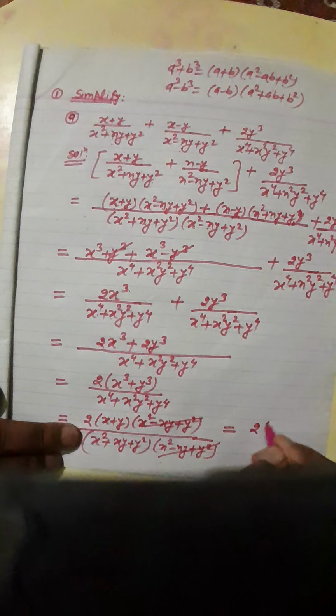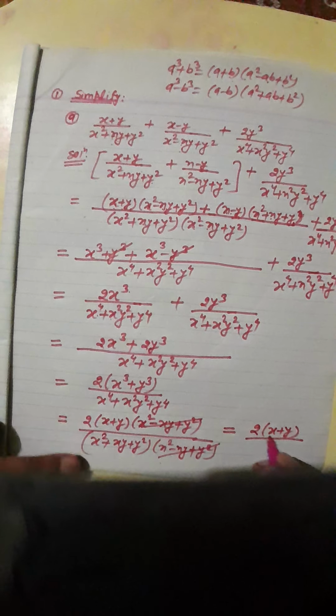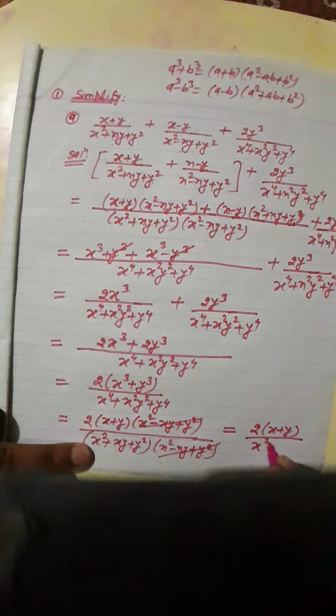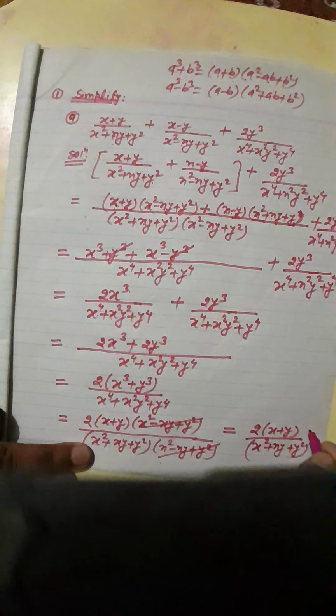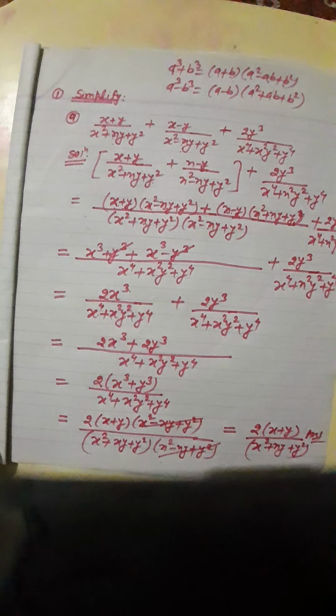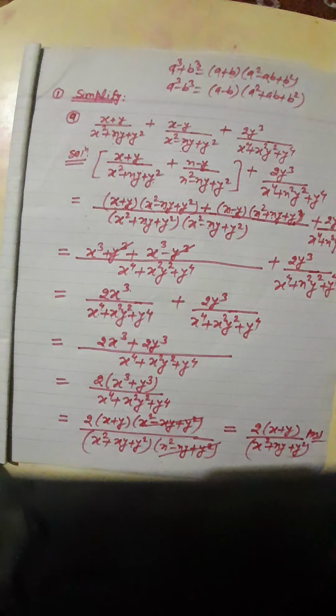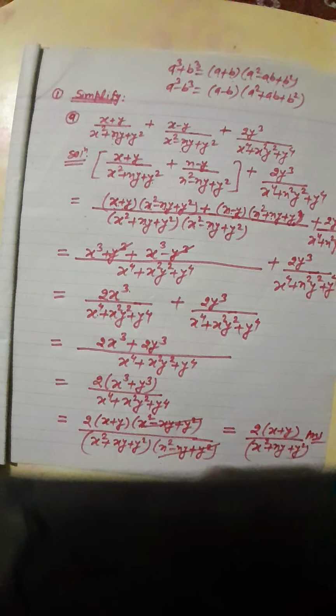There is remaining 2 bracket x plus y remaining upside in the numerator, divided by, in the denominator, there is x square plus x y plus y square. So this much is our answer. In this way we can simplify this type of question.